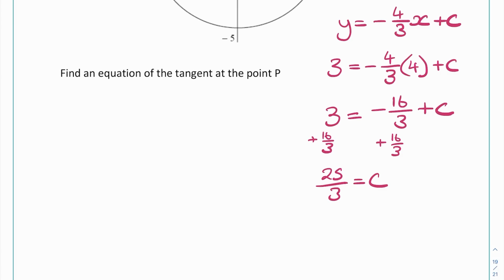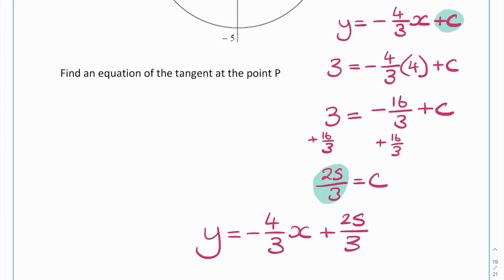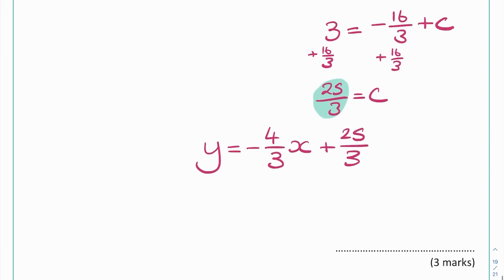I've now got all the pieces, I just need to put them all back in the right place, because this value of c here I need at the end of my equation. So if I put that into the right position, I get y = -4/3 x + 25/3. And there we go, that's the equation of the tangent.